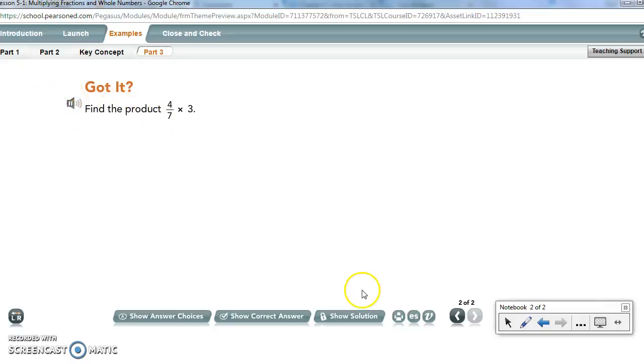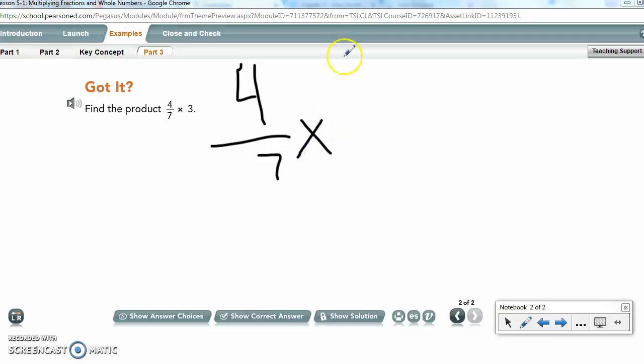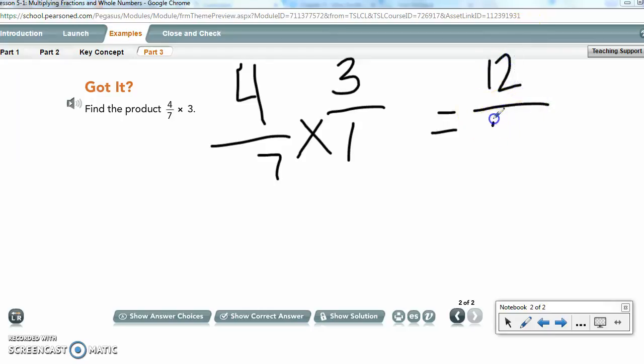Find the product 4/7 times 3. Go ahead and try this on your own and freeze your screen. So after you've tried it on your own, I'm going to walk you through what you should have done in your notes. We have 4/7 and we're multiplying it by 3, or 3 over 1. Okay, 4 times 3 gives me 12, and 7 times 1 gives me 7.